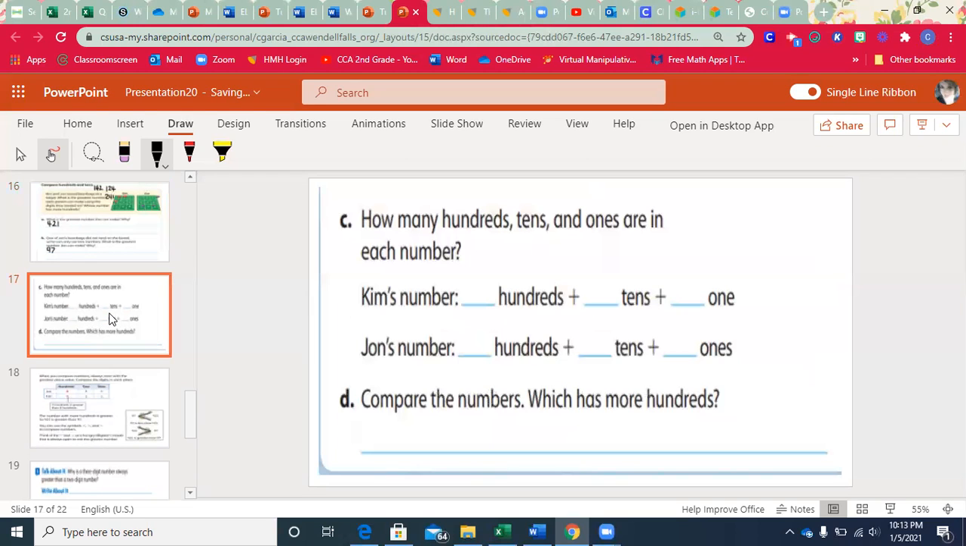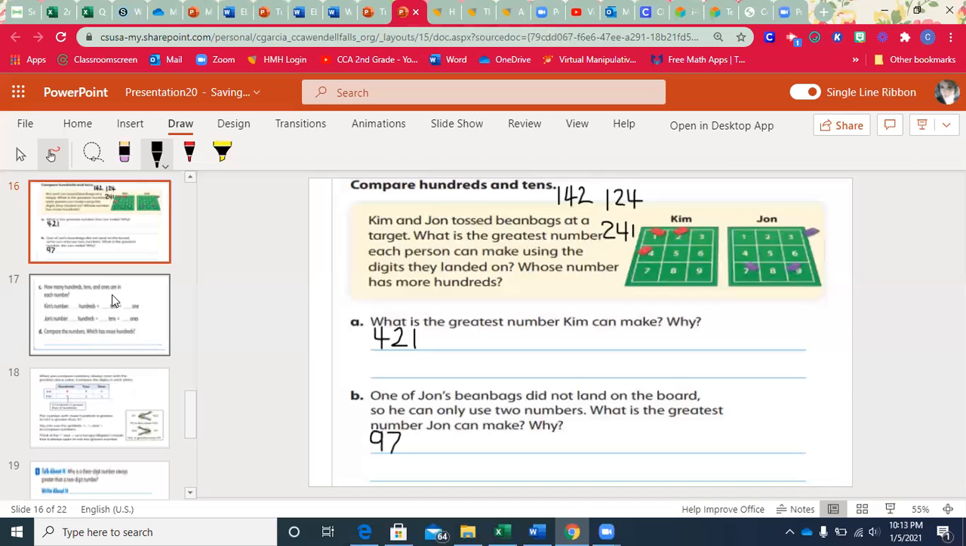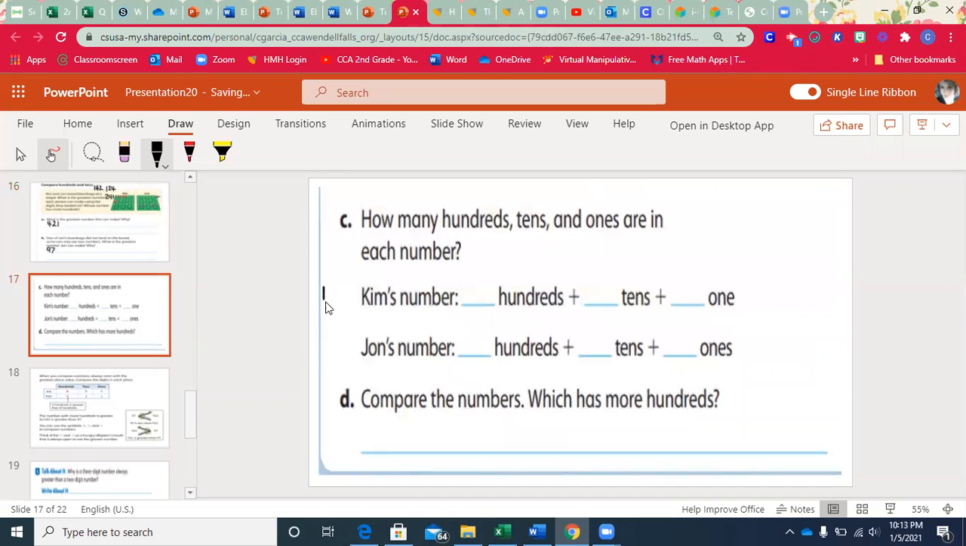So let's go to the next slide. Now we're going to answer how many hundreds, tens, and ones are in each number. To remember, Kim's number was 421.